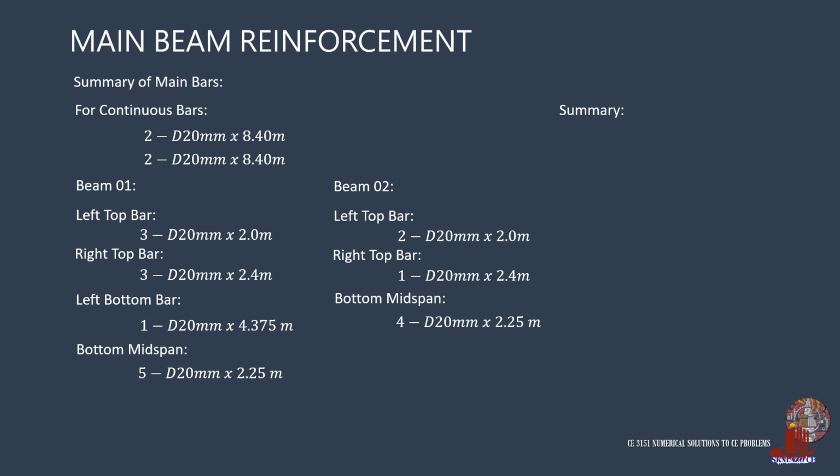So add quantities of those bars with the same lengths. The final cutting list contains 4 diameter 20 by 8.4 meters. Also 1 D20 by 4.375 meters. Next are 4 D20 by 2.4 meters and 9 D20 by 2.25. There is also 5 diameter 20 by 2 meters.